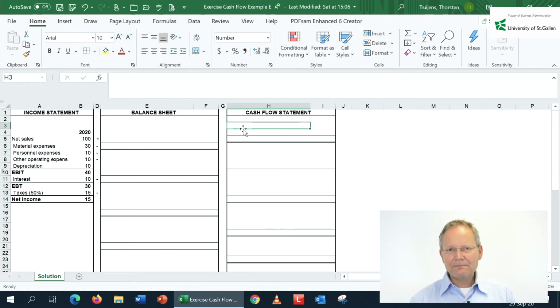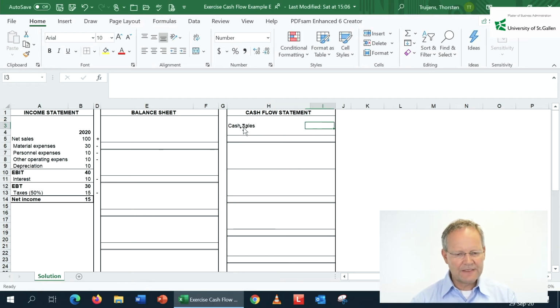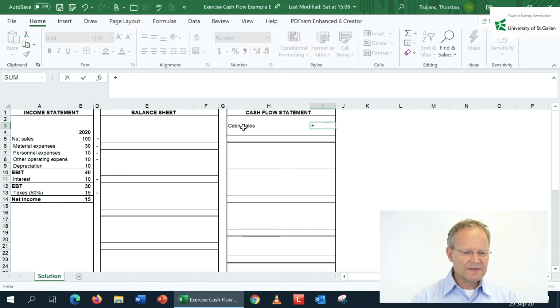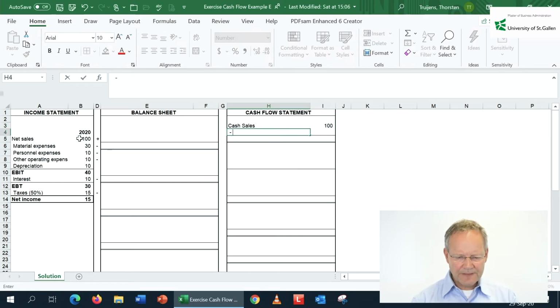So summing up the pluses and minuses, we can now go in the cash flow statement and say, okay, tell me, what are the cash revenues or the cash sales which we actually had in this company here. And the cash sales, we already said, this was plus 100. And then you deduct from it the cash expenses. So what are the cash expenses?